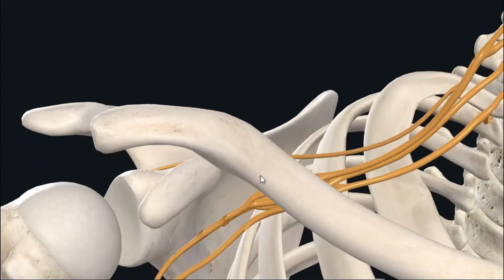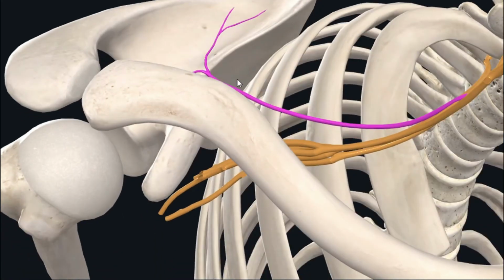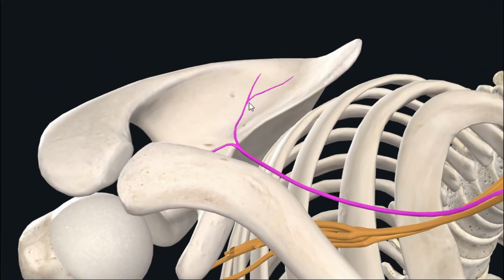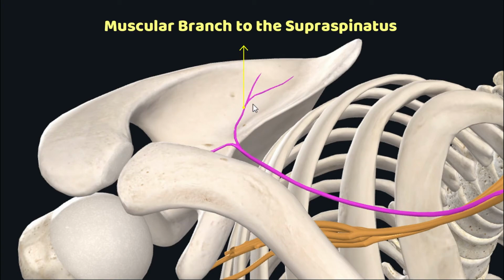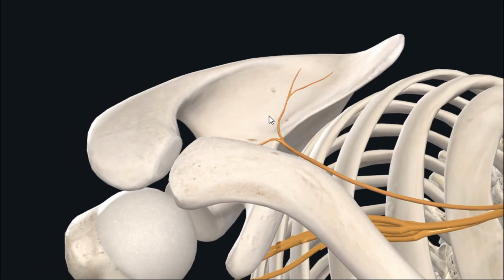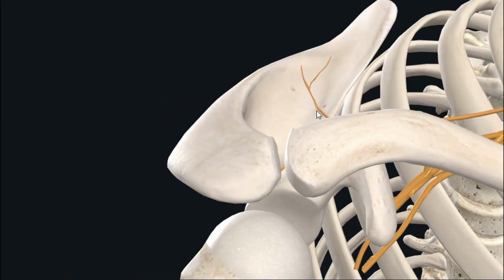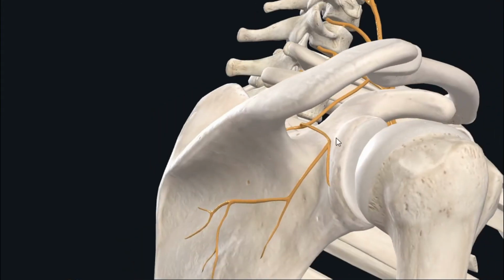And after passage through the suprascapular notch, the nerve reaches the supraspinous fossa, and here it gives off a branch to the supraspinatus muscle. And then it continues traveling a bit more inferolaterally to pass through this notch, the supraglenoid notch. And after passage through the supraglenoid notch, the nerve reaches the infraspinous fossa, where it gives off branches to the infraspinatus muscle.